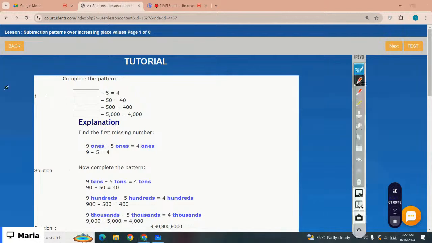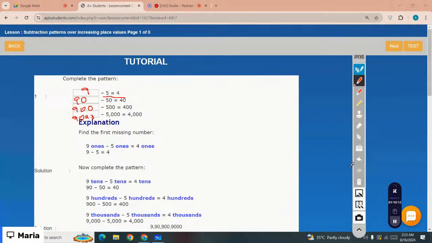Start with the first one. You can think of the number. What number take away 5 is 4? That is 9. 9 take away 5 is 4, right? Now you can just see the number of zeros are simply increasing. So that is 90 minus 50, 900 minus 500, and 9000 minus 5000. Got it?